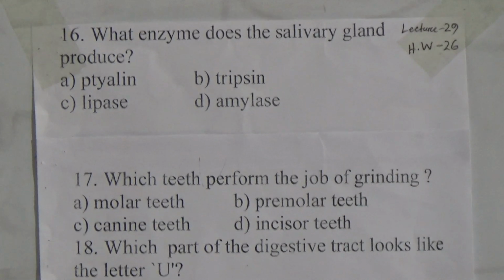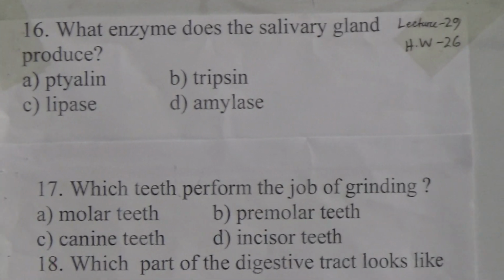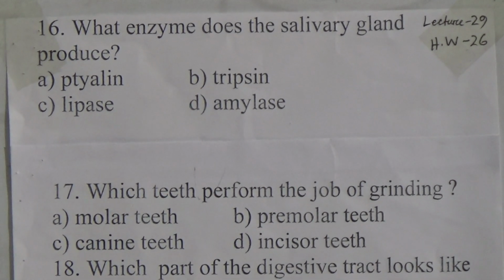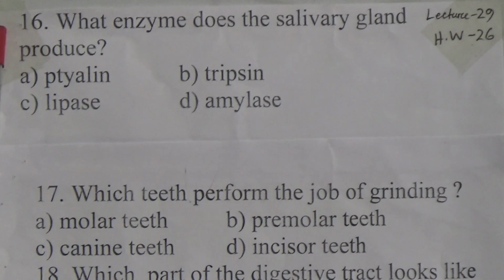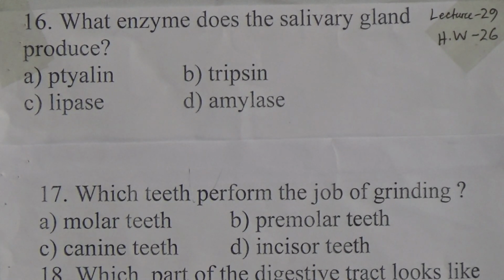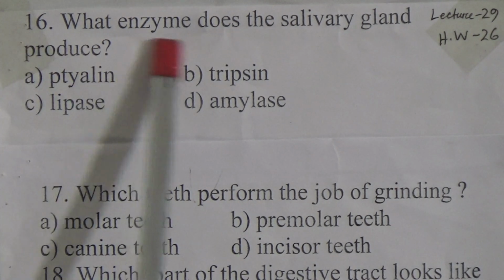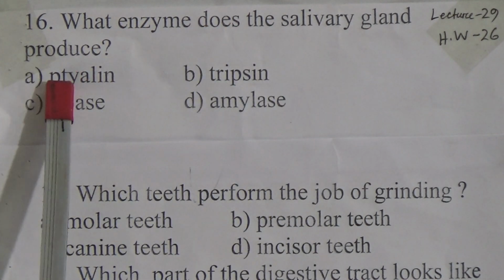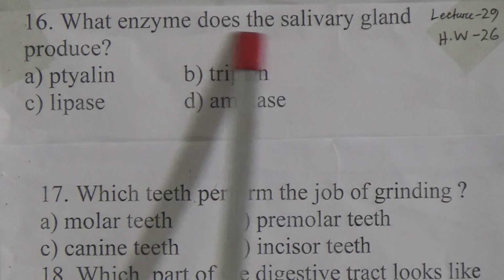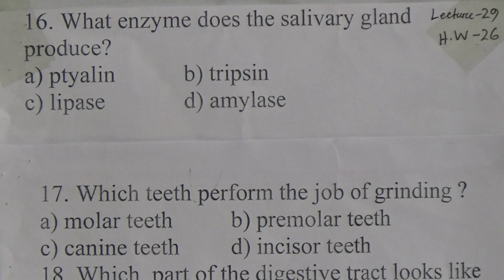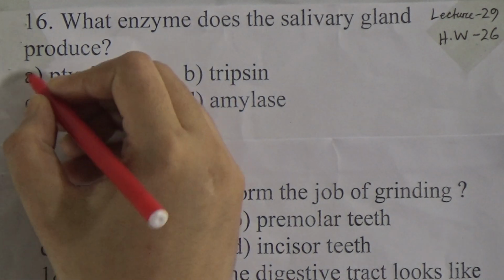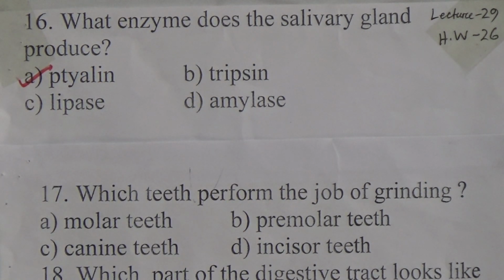We have already provided you a suggestion and these questions are based on our suggestion, from number 16 to 21. In number 16, here is the question: what enzyme does the salivary gland produce? The answer will be ptyalin, that means option A. Here are the 4 options: ptyalin, trypsin, lipase, amylase.